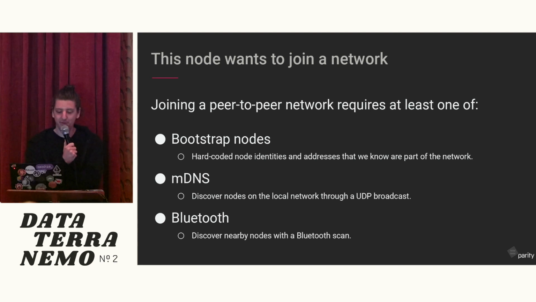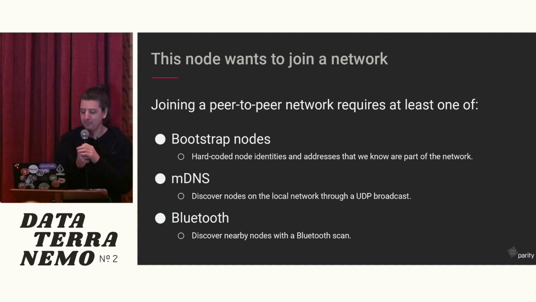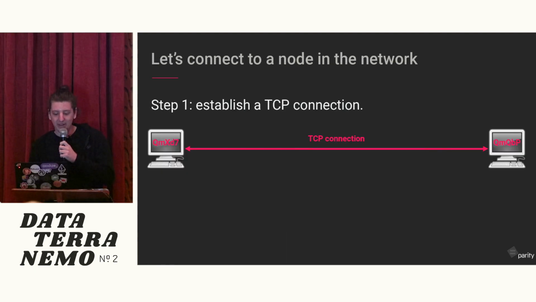In order to do so, you have three possibilities. Bootstrap nodes: hard-coded identities for your network that you put in every client implementation. MDNS: you discover through UDP the other nodes that are part of the network. Or Bluetooth. I put Bluetooth here because I have a prototype for libp2p. I'm going to talk about it a bit later.